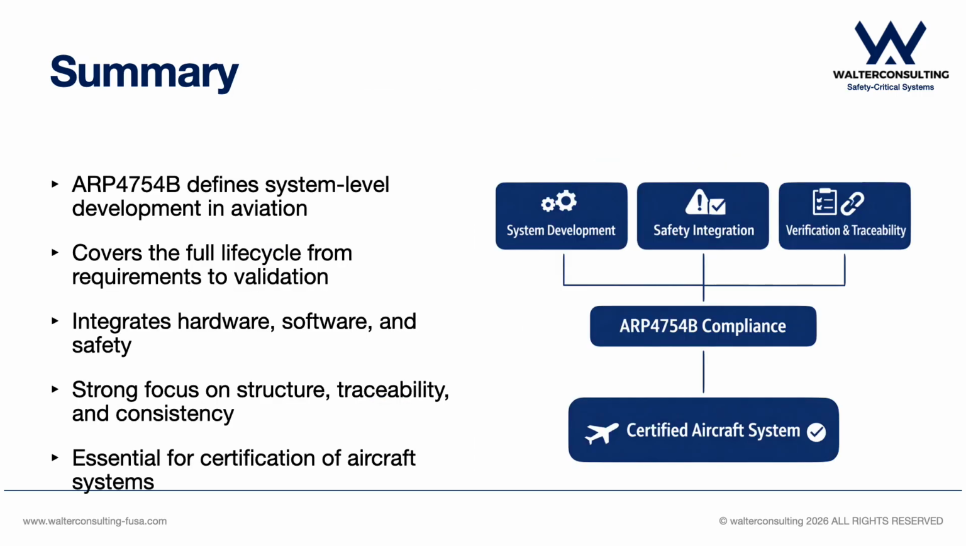Let's summarize the key points. ARP4754B defines how aircraft systems are developed. It covers the full lifecycle, from requirements to final validation. It integrates multiple domains, including hardware, software, and safety. A strong focus is placed on structure, traceability, and consistency. All of this is required to ensure that the system behaves correctly. And ultimately, ARP4754B is essential for the certification of aircraft systems.